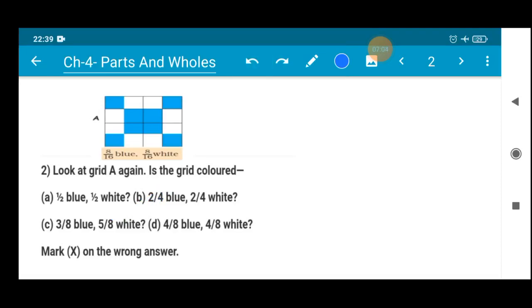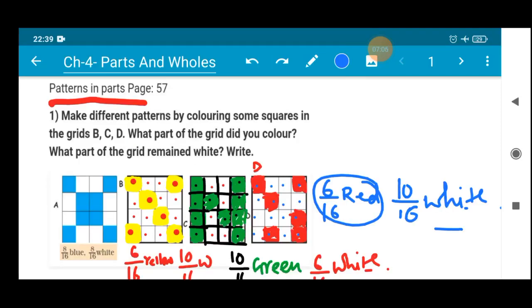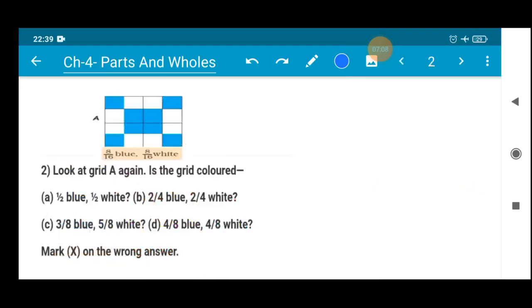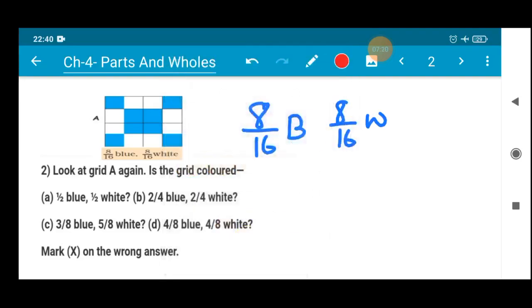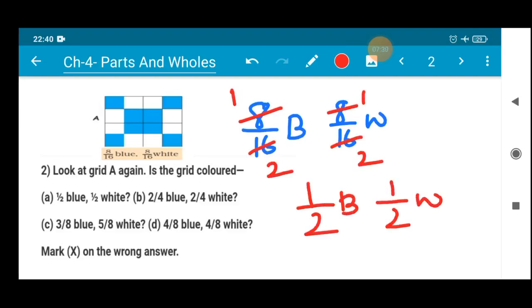But before that, let's calculate. What fraction did we get? 8 by 16 blue and 8 by 16 white. Let us convert this into the normal fraction. That is, 8 1s are 8, 8 2s are 16, 8 1s are 8, 8 2s are 16. So yes, we can write 1 by 2 blue and 1 by 2 white is the correct option. There is no problem with this.